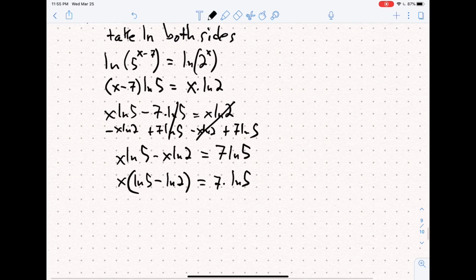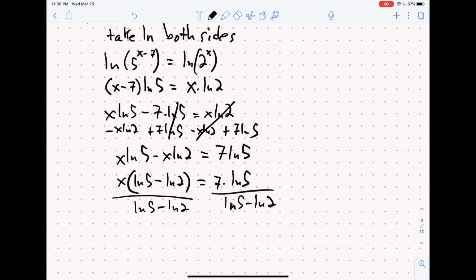Okay. And finally, to get the x by itself, we just have to divide by what's in parentheses. So we divide by ln 5 minus ln 2 on both sides. These cancel, and we're left with x is equal to 7 ln 5 over ln 5 minus ln 2.